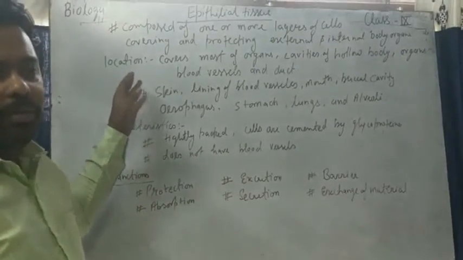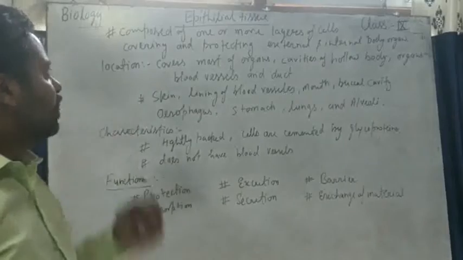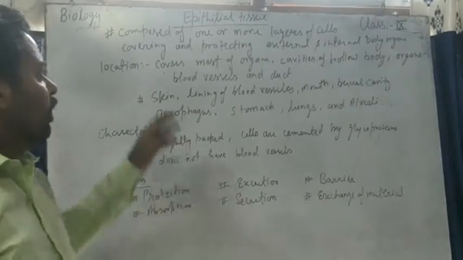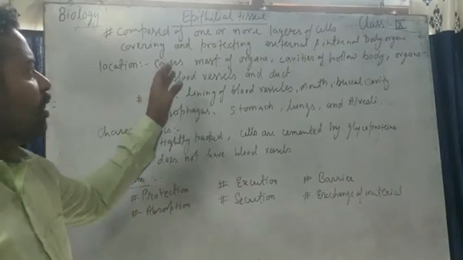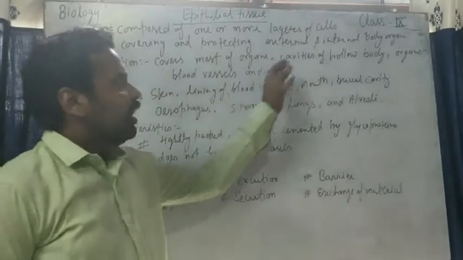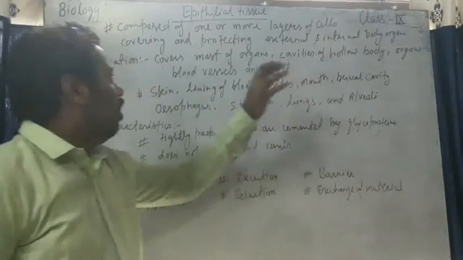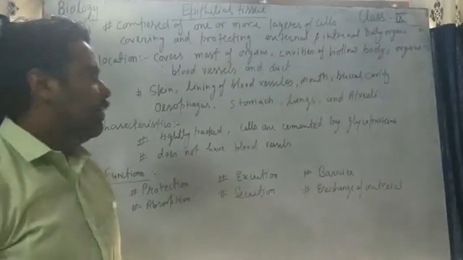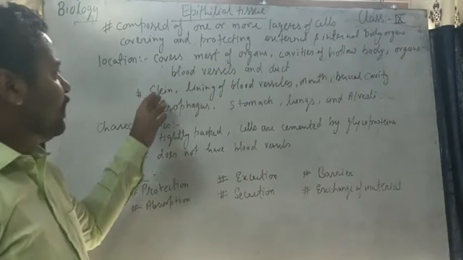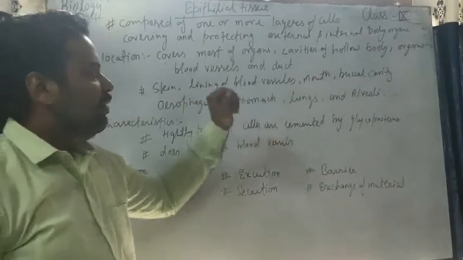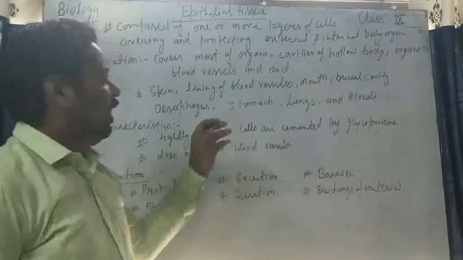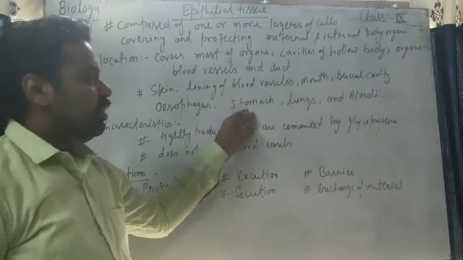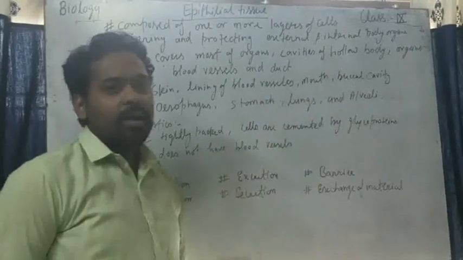Now, we need to know the location of this epithelial tissue. Epithelial tissue covers most of the organs, cavities of hollow body organs, blood vessels and ducts. They are present in the skin, lining of blood vessels, mouth, buccal cavity, esophagus, stomach, lungs and alveoli.